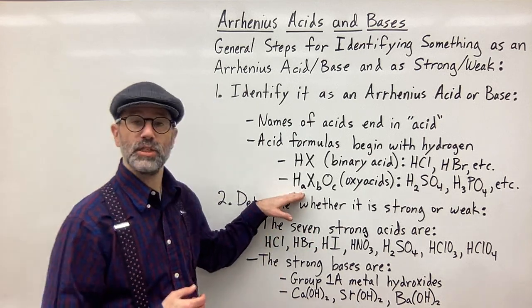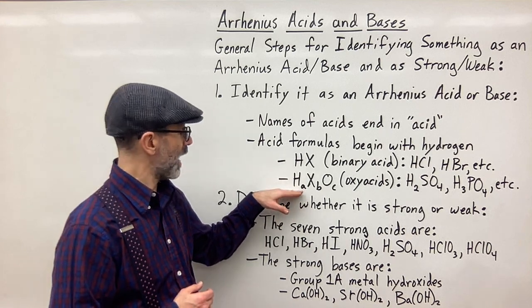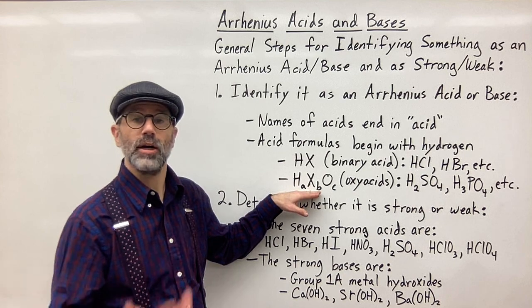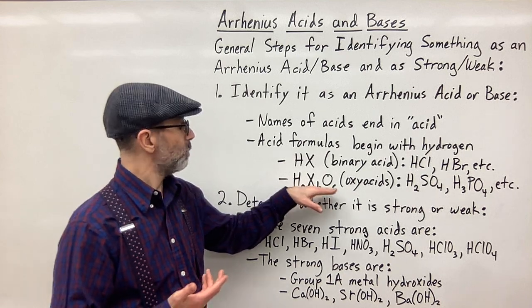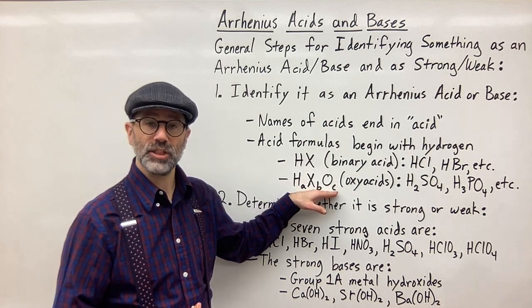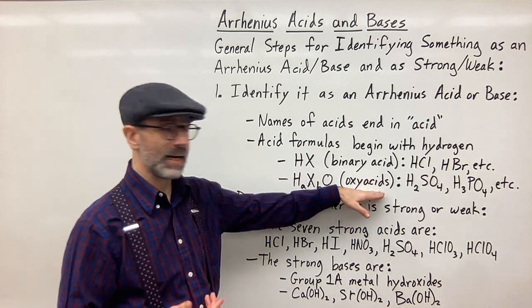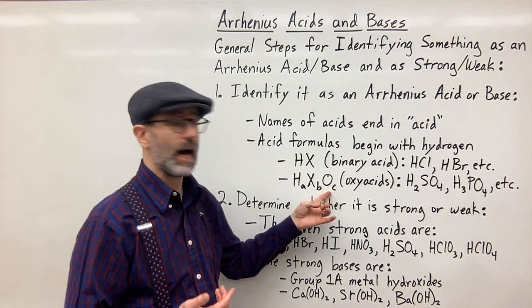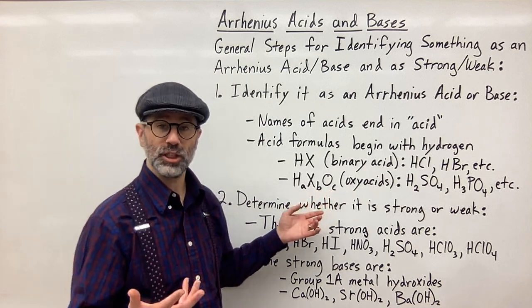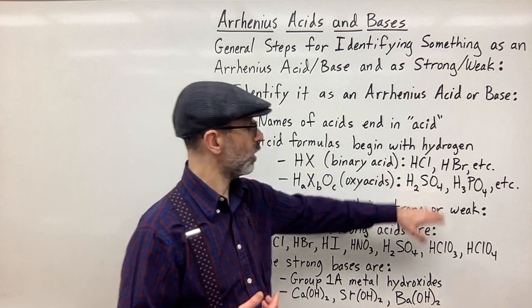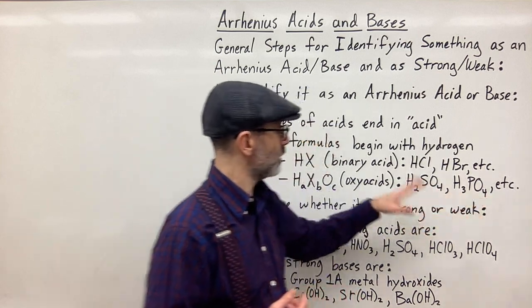Or it could come in this form here, where you have a certain number of hydrogens with a certain number of some other element plus a certain number of oxygen atoms. And so we call acids that have this form oxyacids, for the very obvious reason that they have oxygen in them. The examples of this would be H2SO4, H3PO4, and etc.